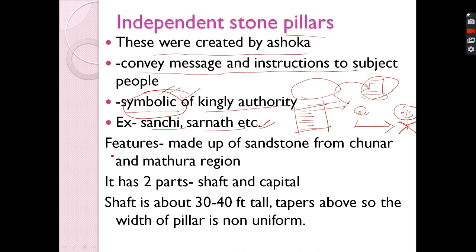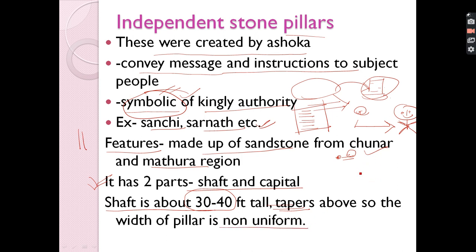So now we come to know about the features. The Ashokan pillars especially were made of sandstone. And where did that sandstone come from? Chunar and Mathura region. Now comes the features of this pillar, right? It basically had two parts, shaft and capital. The shaft, which is about 30 to 40 feet tall, tapers, so the width of the pillar is non-uniform.